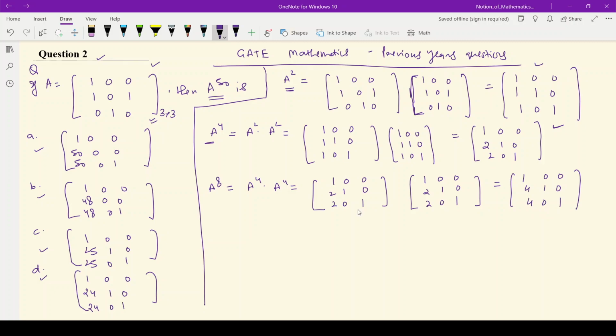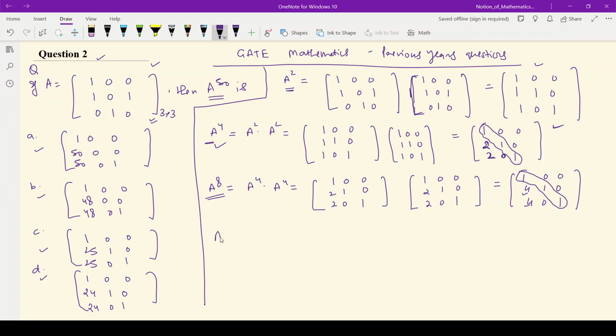Students, here we can apply some symmetry as well. As you can see, for A to the power 4, the diagonal elements are 1, 1 and 1, above the diagonal the elements are 0, and below the diagonal the elements are 2, 2 and 0. If you observe A to the power 8, again the diagonal elements are 1, 1 and 1, above the diagonal are 0, and below the diagonal are 4 and 4, which is half of 8, and 0. So you can apply symmetry as well.